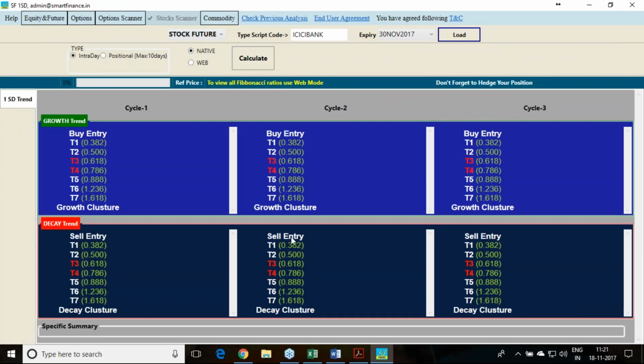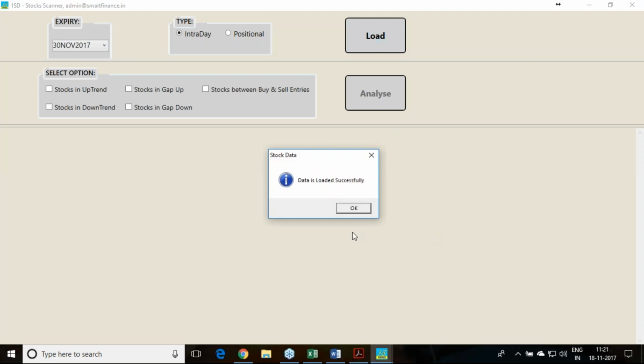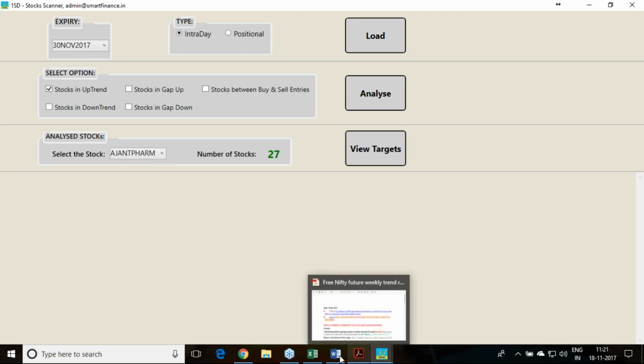It also has a stock scanner which filters out the stocks and gives you the complete data on which stocks are in the uptrend and which stocks are in the downtrend. So it will give you all these stocks: 27 stocks in the uptrend, stocks in the downtrend, stocks which have given gap up action, stocks which have given gap down action. So all this filtering mechanism the software also has.